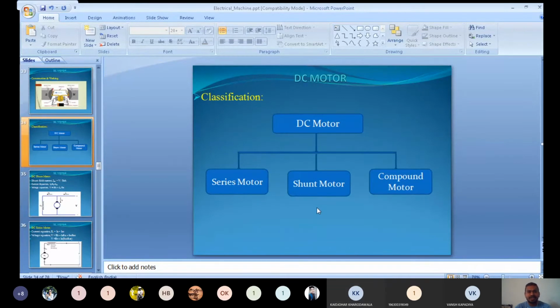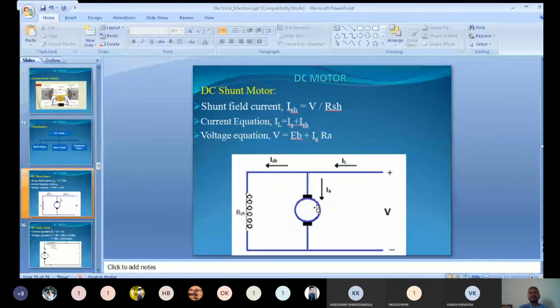Now next is the classification of DC motor. We already discussed the classification of DC generator, and the same classification applies to DC motor. In a DC motor we have mainly three types: series motor, shunt motor and compound motor. Likewise, in DC generator we have shunt generator, series generator and compound generator. One by one we will briefly discuss it.